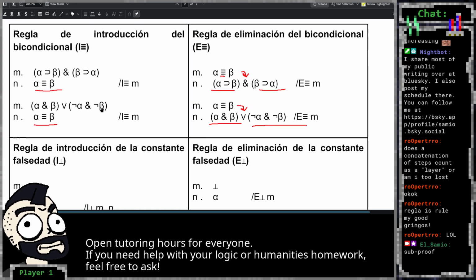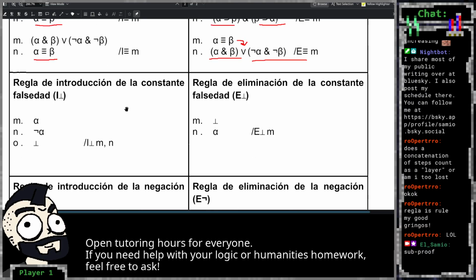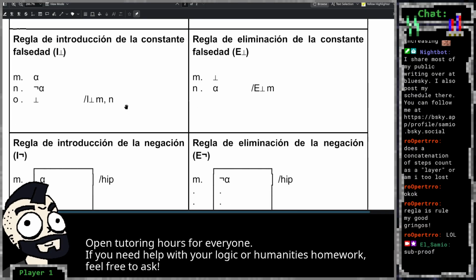As you can see, the elimination and the introduction rules are mirrors of each other, which we call dual or equivalent rules. The introduction of constant falsehood or contradiction is likewise very simple. It's basically the same as with the previous proofs. If we have a formula and its negation, that is a contradiction. That is impossible. So we introduce this symbol.